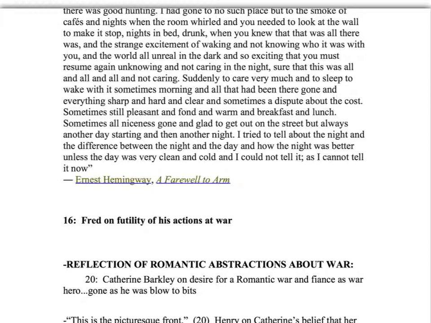Suddenly to care very much, and to sleep, to wake with it sometimes morning, and all that had been there gone, and everything sharp and hard and clear, and sometimes a dispute about the cost. Sometimes still pleasant and fond and warm, and breakfast and lunch. Sometimes all niceness gone and glad to get out on the street, but always another day starting, and then another night. I tried to tell about the night and the difference between the night and the day, and how the night was better unless the day was very clean and cold, and I could not tell it, as I cannot tell it now."